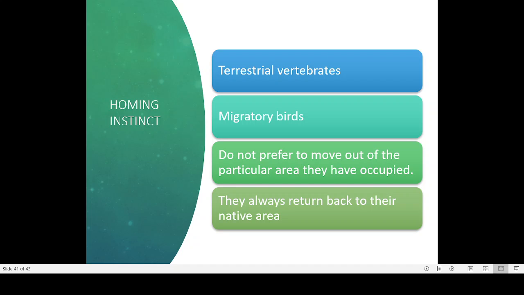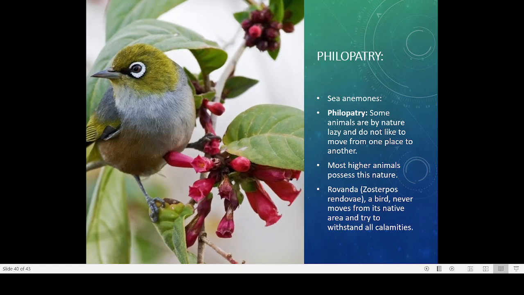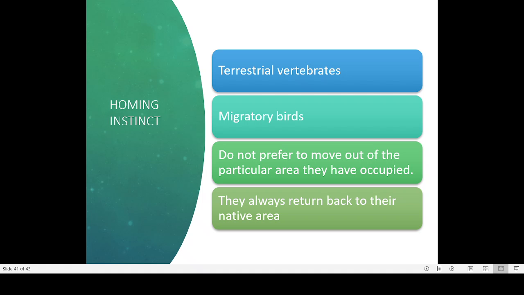Many species, many animals, are exhibiting this homing instinct, and because of that it is preventing the distribution of animals to far away places. So that is another behavioral instinct. In all these cases, these are all intrinsic barriers, because some behavioral factors, some psychological factors are preventing animals from moving from one place to another place.